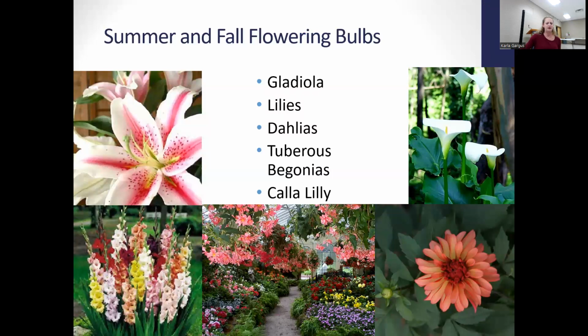So summer flowering bulbs are going to be planted in the spring after the fear of frost is over. Gladiola, lilies, dahlias, tuberous begonias, the calla lilies tend to like to be planted in the spring. Once they're established, they're established. Only these, like the dahlias and tuberous begonias and maybe the calla lilies, would have to be dug up every year. It just depends on how hard of a winter we have.